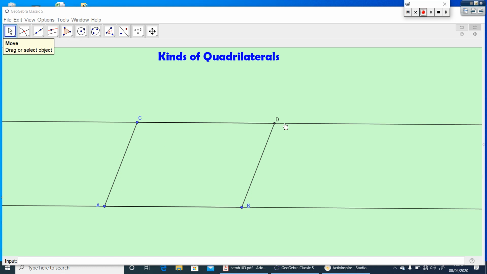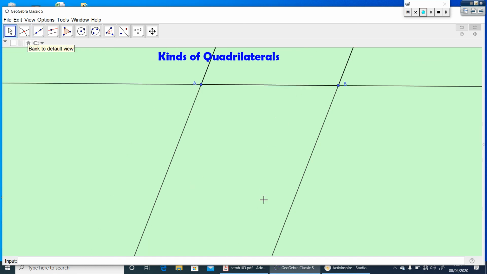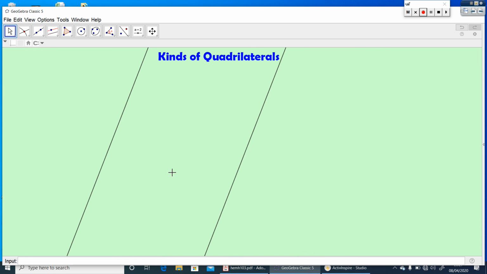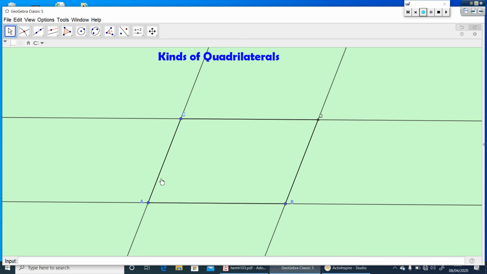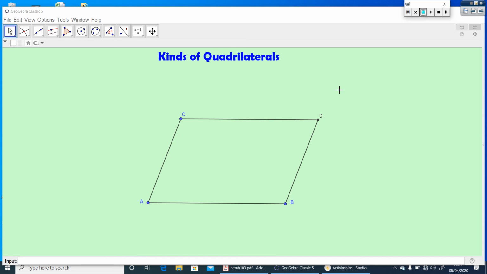Now what about AC and BD? Let me draw a line through AC and BD. Will they intersect? Let us see. Here also these lines are not intersecting. So we can say these two, that is AC and DB, are also parallel. That means in this quadrilateral both pairs of opposite sides are parallel. This kind of quadrilateral we can call a parallelogram.